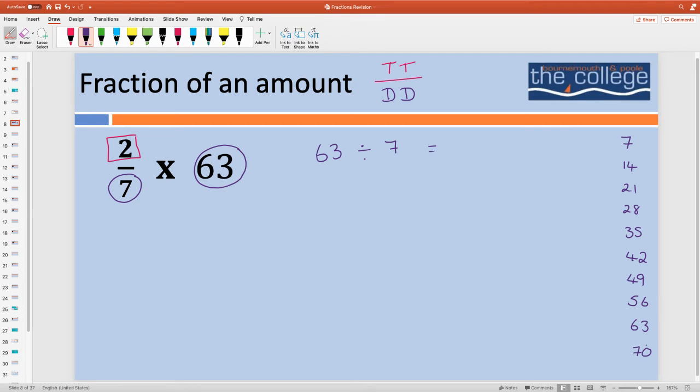Okay, so we could have gone straight to 10 times 7 and taken 7 off and got that way. But look, 1, 2, 3, 4, 5, 6, 7, 8, 9. So 9 sevens are 63. 63 divided by 7 then is 9. Okay, so we've found out what one part would be. And now we want to do the TT bit. So now we're going to take our one part, which is 9, and we're going to times it by 2, which is going to give us 18.